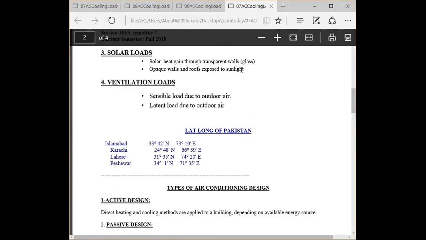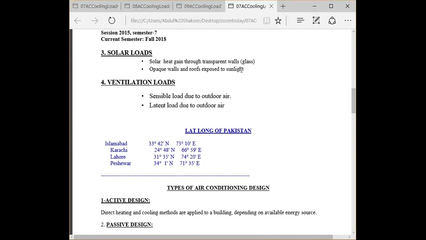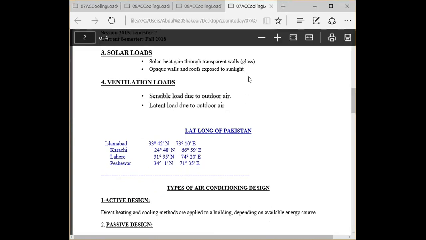Now, this was the third category, solar load. Solar load may be direct because of the sun, because sun rays can pass through a transparent wall like glass. But in an opaque wall, sunlight cannot pass directly through the wall, but it heats up the outer surface. That is also solar load.